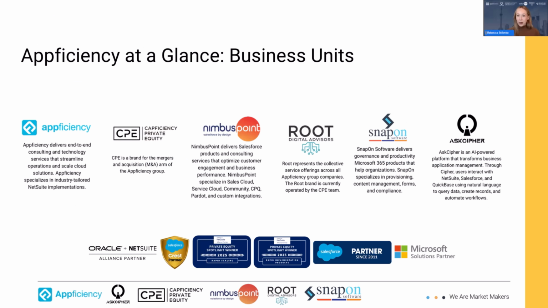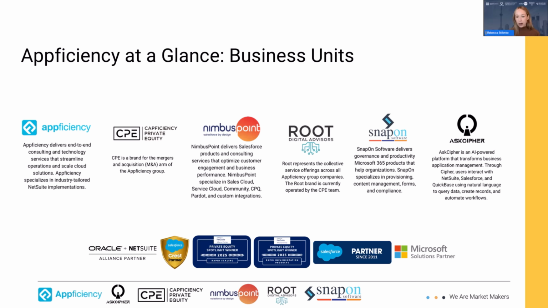Let me give everyone a quick introduction of our group of companies. So on the slide here, you can see we've got quite a few logos. Appficiency started as a NetSuite consulting practice in 2014 and has quickly grown into a group of companies offering services and products across a business's entire tech stack. So Appficiency Private Equity handles our mergers and acquisition activities. Root Digital Advisors represents our collective service offerings across all of our Appficiency group of companies.